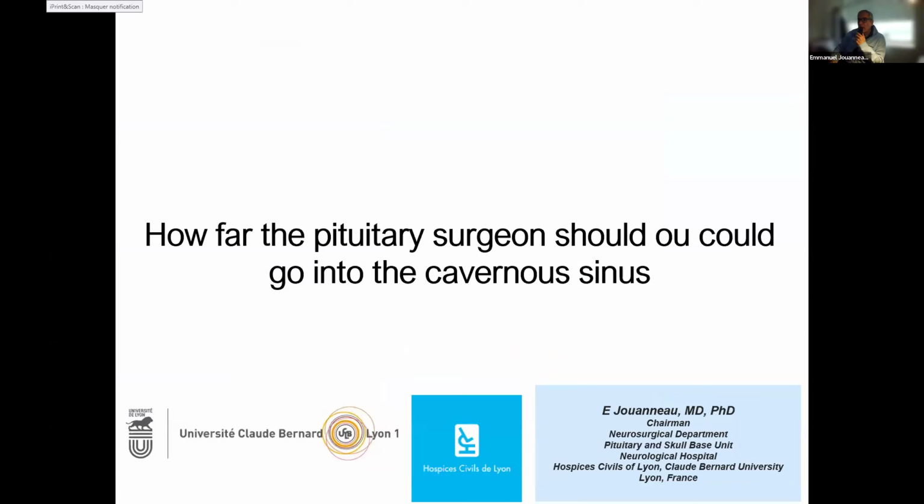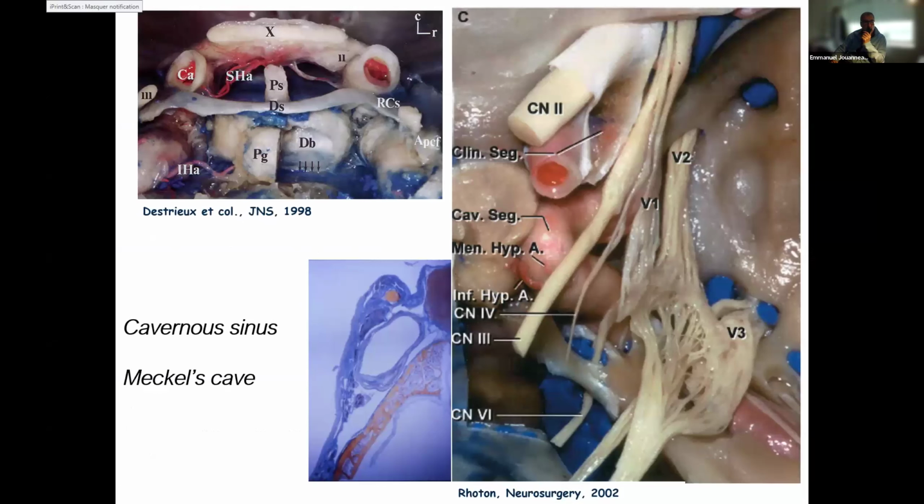My talk was focused on the role and the indication for pituitary surgery to go inside the cavernous sinus, which is quite controversial. We were supposed to have a talk about the anatomy, so I have only a few slides on the anatomy. You all know that the pituitary fossa is in between the two cavernous sinuses, and it's quite a narrow space.